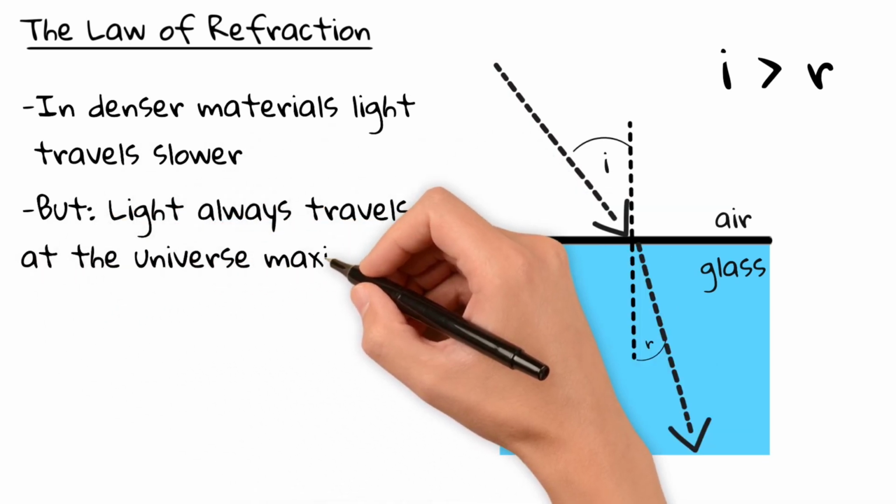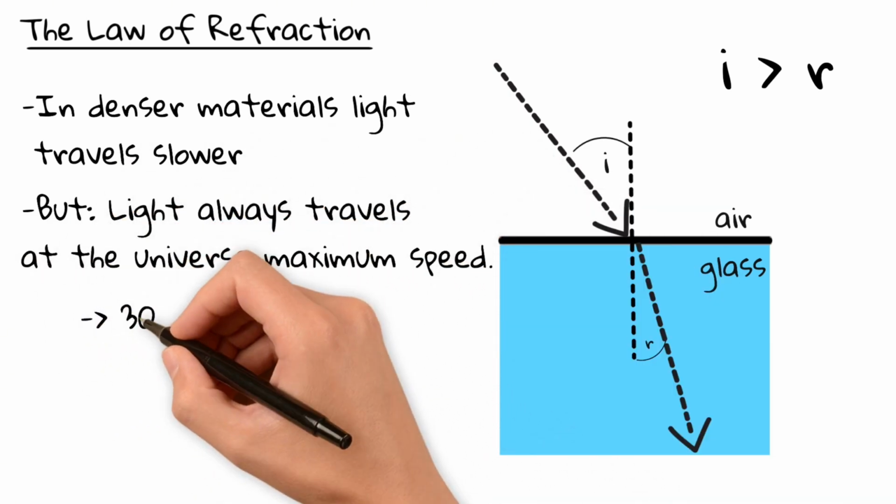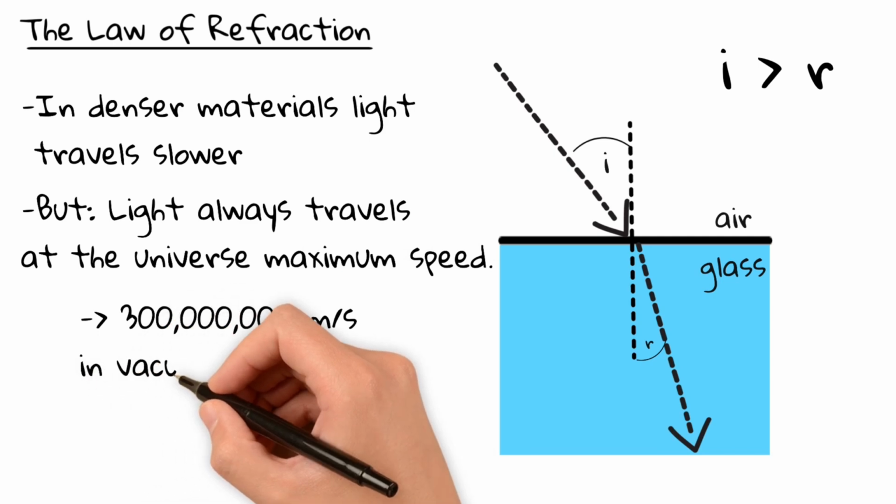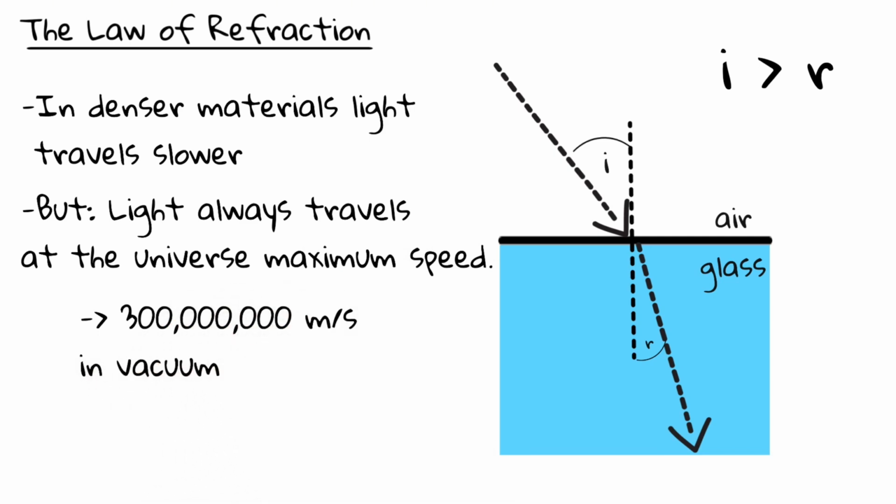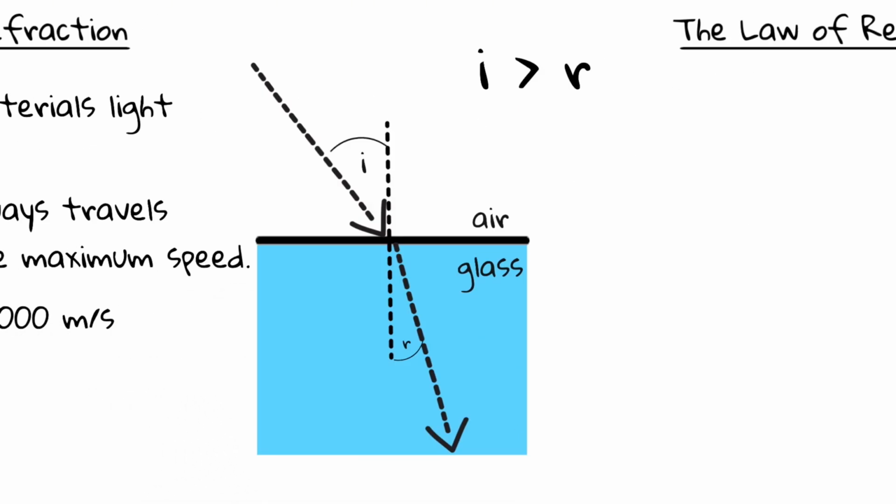Light always travels at the maximum possible speed in a vacuum, that's roughly 300,000 meters per second. In other media, it's slower due to interactions with atoms.